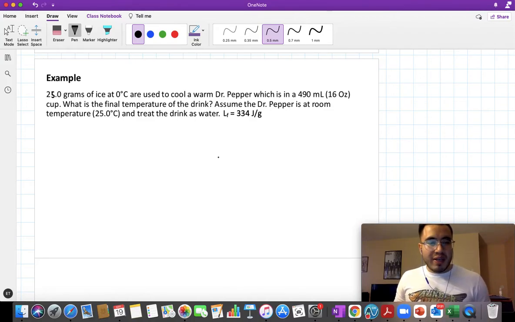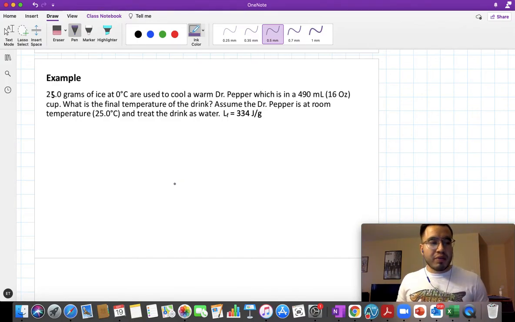And we are given the latent heat of fusion of water, that is 334 joules per gram. Notice that we have grams, thus we don't have to convert the grams into kilograms. However, we should also be careful about our value for specific heat, okay? And you'll see why the fact that we can treat the Dr. Pepper as water is super important. But you'll see why. So let's start defining what's happening before we start, because we normally start with the given, but I want you to really understand what's going on here.